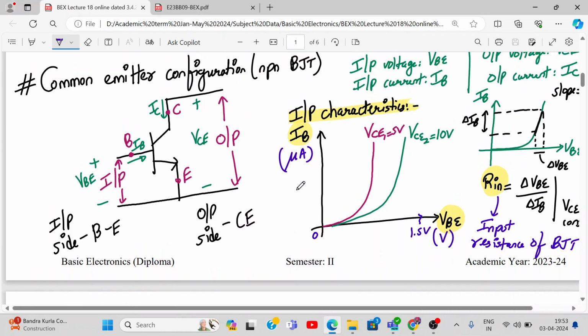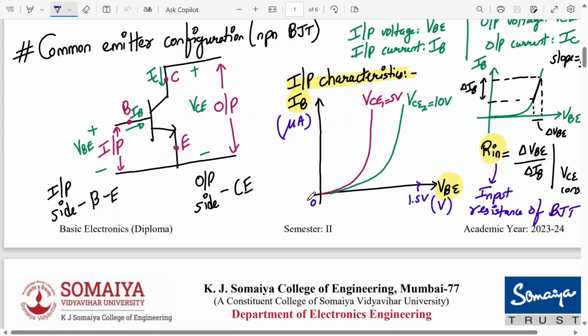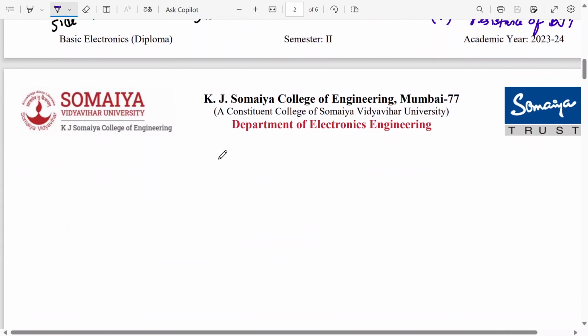Now we'll go for output characteristics of this common emitter configuration. And the input characteristics I've explained in the working today, how it comes, because the base emitter junction is forward biased, yes or no? So current increases exponentially with VB. So this I've already explained. Now let's go to output characteristics.